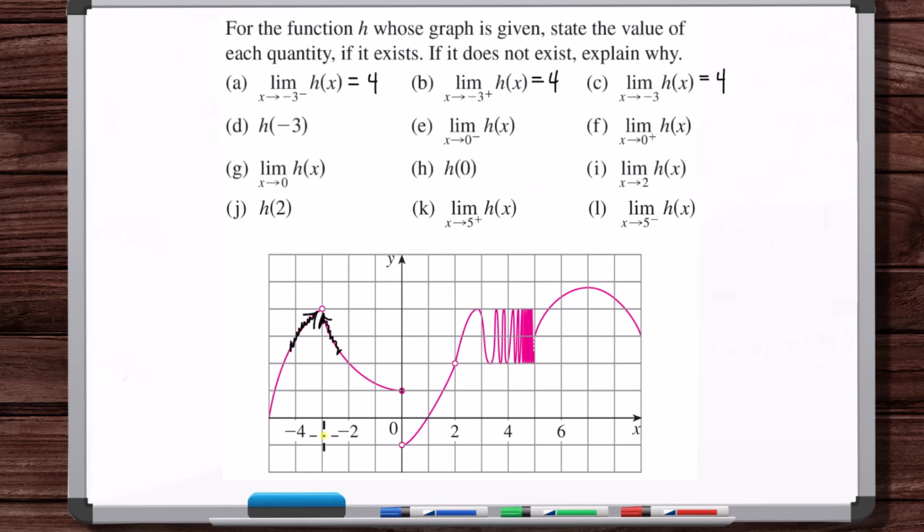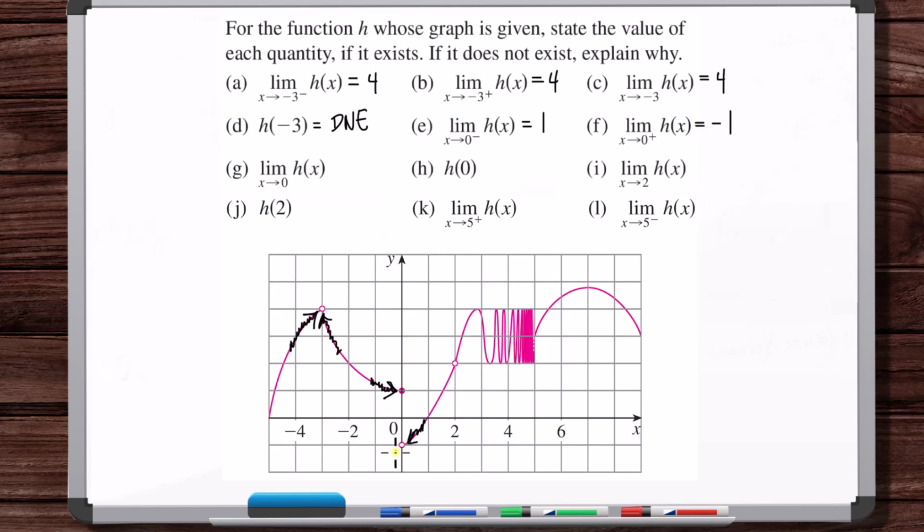What is h of -3? It doesn't exist. There's no output here, which again has absolutely no effect on what we just did with these limits at -3. Okay, what is the limit as x approaches 0 from the left of h of x? That is 1. What about the limit as x approaches 0 from the right? That's -1.